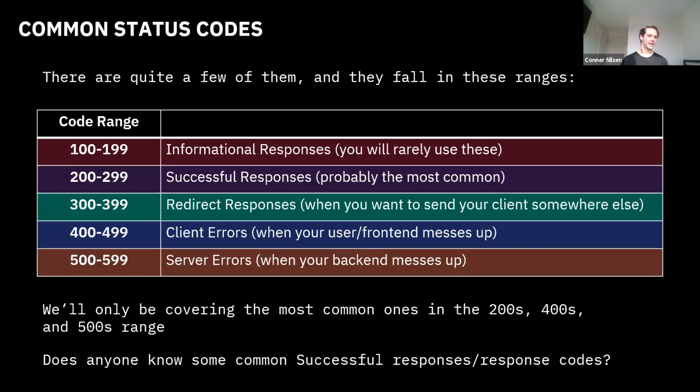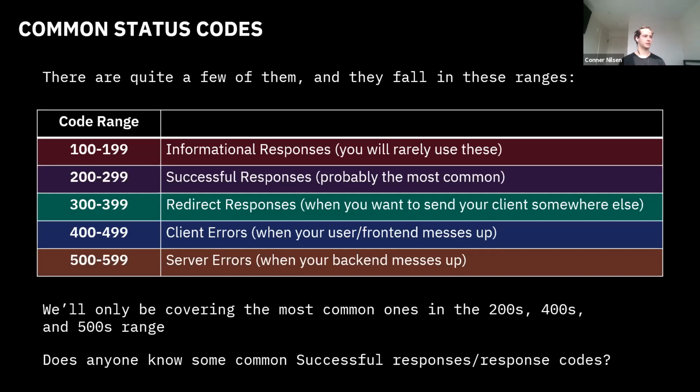All right, so common status codes, you've probably seen a couple of these before, but again, they're just numerical codes that are returned in a response that indicate the status of the request. Here are a couple of the ranges. Basically, the 100s range are informational responses, which you'll rarely use. 200s indicate successful responses, which are probably the most common. 300s indicate redirects. So if you'd like to redirect your client to go somewhere else and they're using a web browser or something. 400s are client errors.